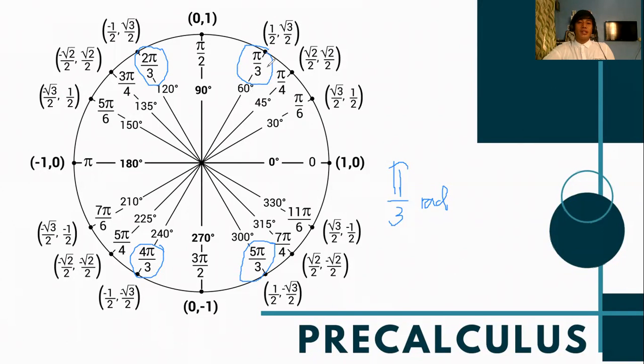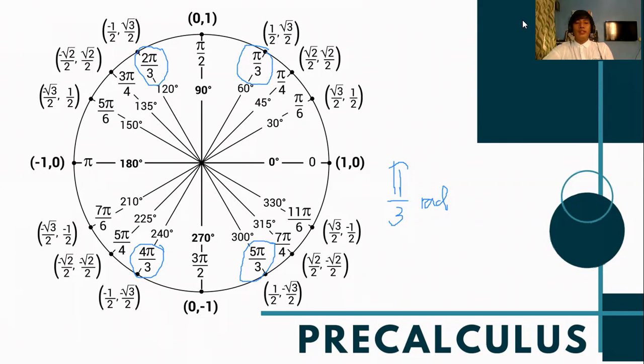So if it is 60 degrees or pi over 3, that is a positive, positive. If it is 120 degrees, that is a negative, positive. And if it is 4 pi over 3, it is negative, negative. And 5 pi over 3 is a positive, negative.